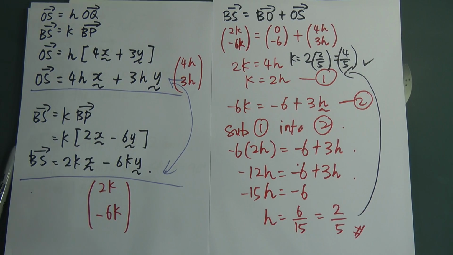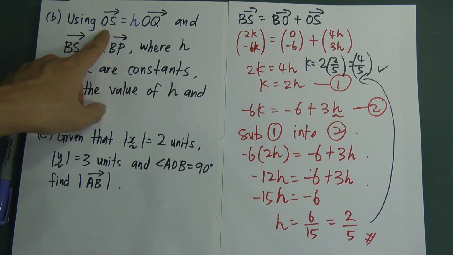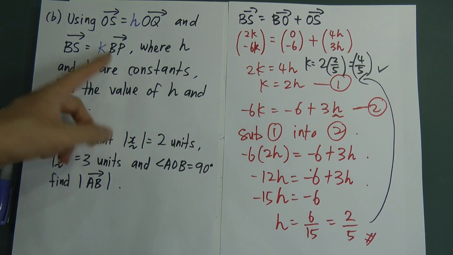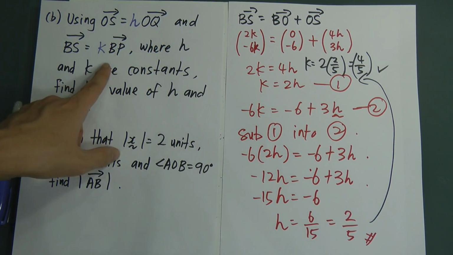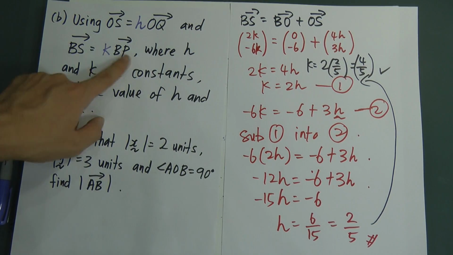Actually it's not really difficult for this one, but you have to understand the meaning. Because it gives you OS equal to this one and BS equal to this one, you can easily substitute OQ and BP into this, and then multiply h into both and k into both.